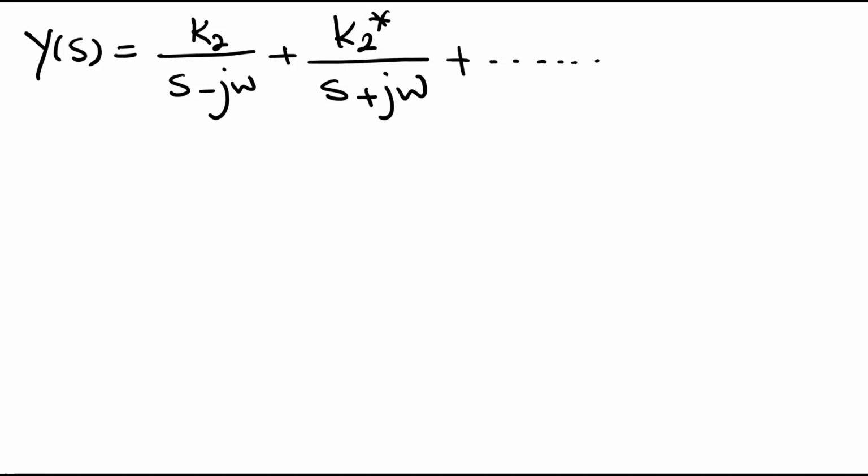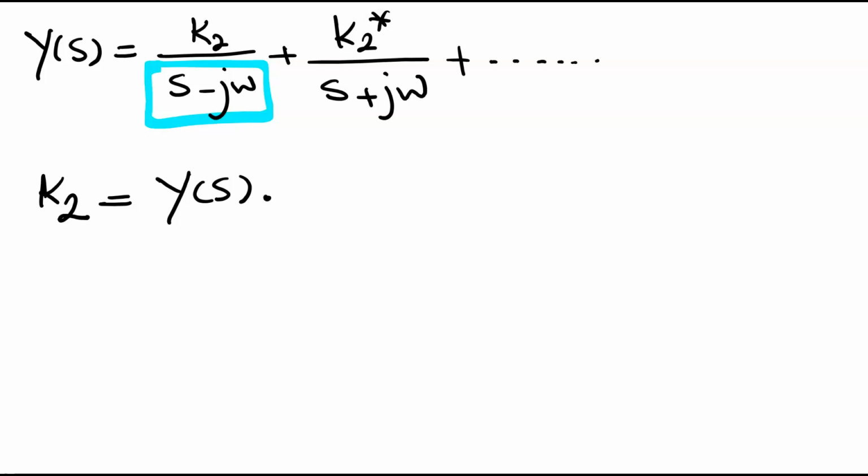I want to know how I can find this K2, which is very important for me, because this K2 can show me later how the steady state response of this system to the sinusoidal input is going to be. What I'm going to do in order to find K2, I have to multiply my y of s by the denominator of the coefficient that I'm looking for, which is s minus j omega, and then I have to evaluate everything at the root here, which is j omega.